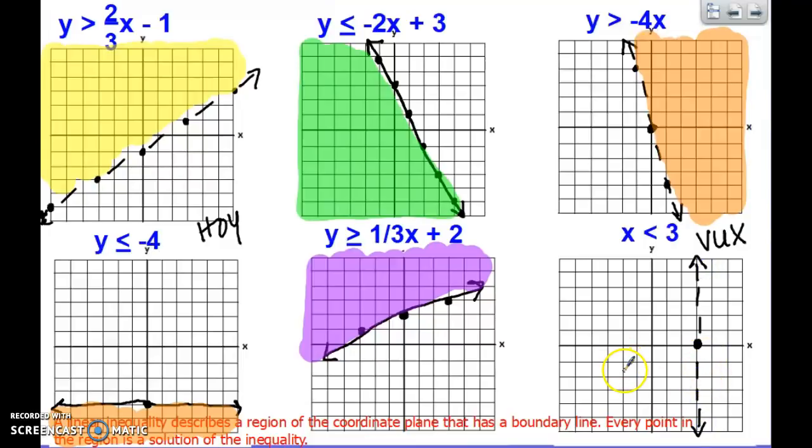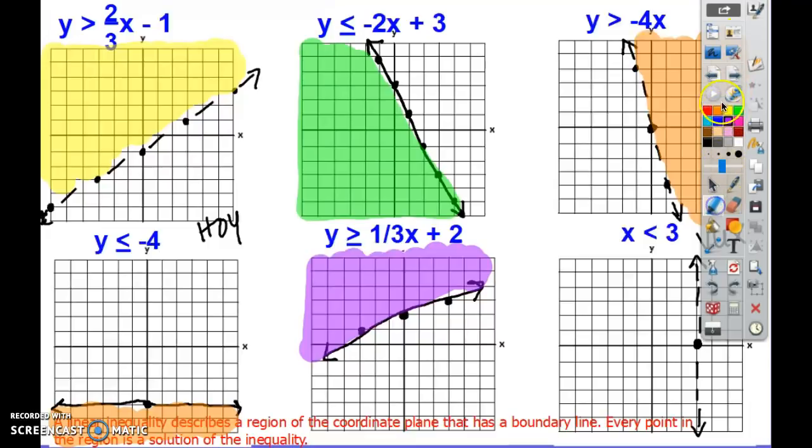And then where am I shading? Well, where is x less than 3? x is less than 3 on this side of the line. So we are going to shade on this side of the line. This is where our shade goes.